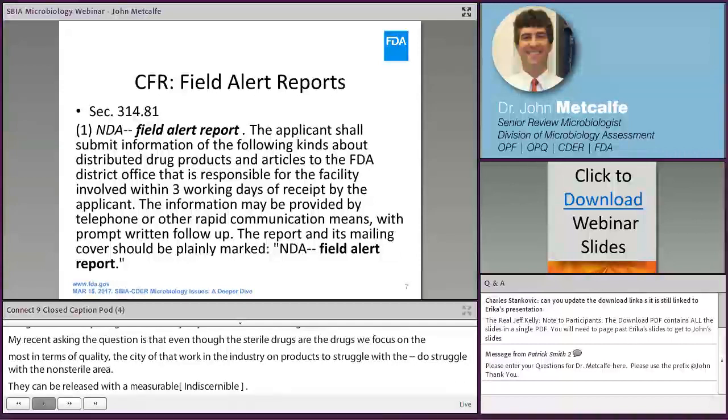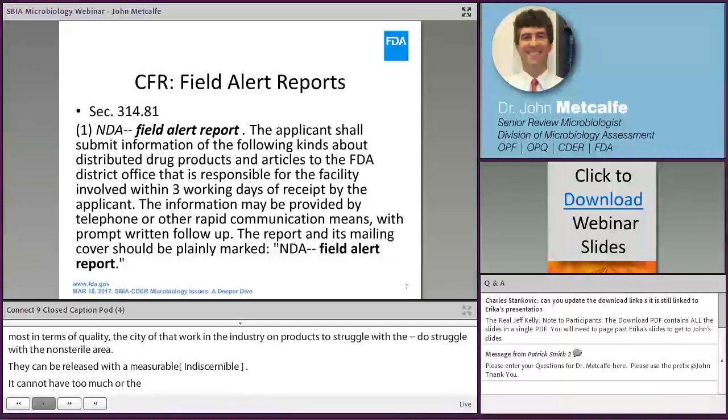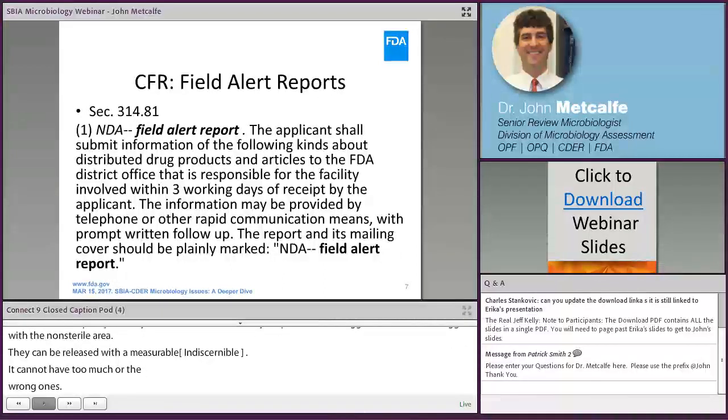Okay, so I've got a slide here that references Section 314.81 of the CFR. This is the section that describes field alerts. I included this because this case study at FDA began with a field alert report that was sent into the agency. So I wanted to provide a little bit of background about what a field alert report is.